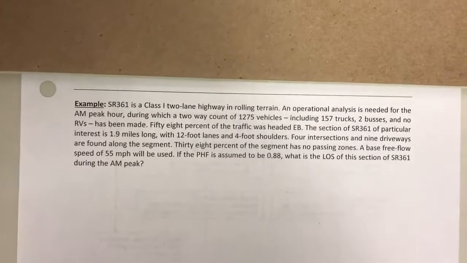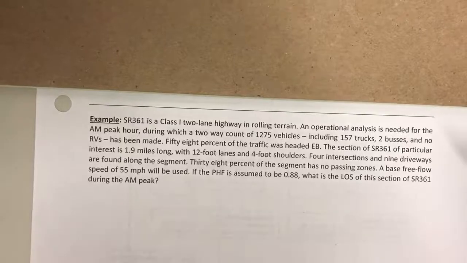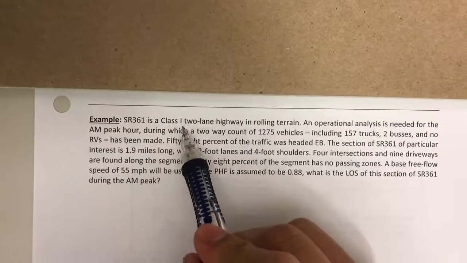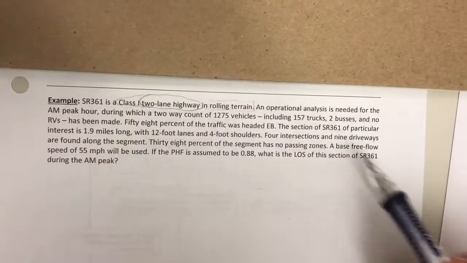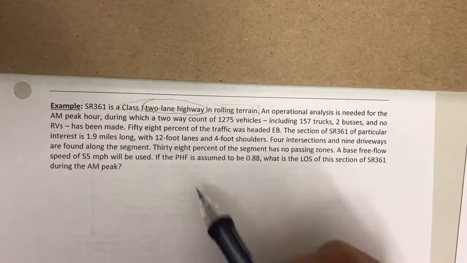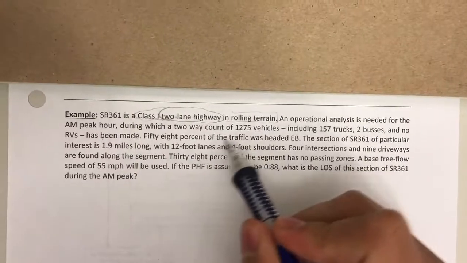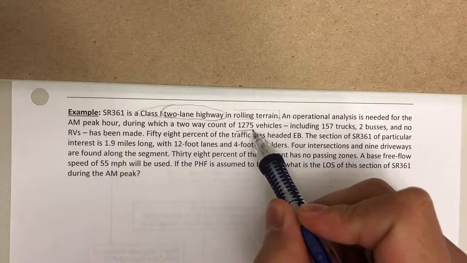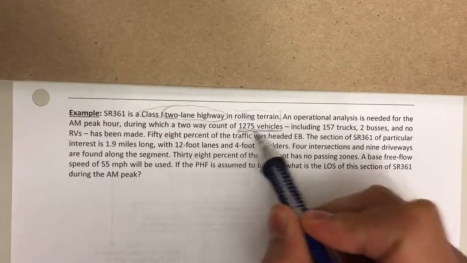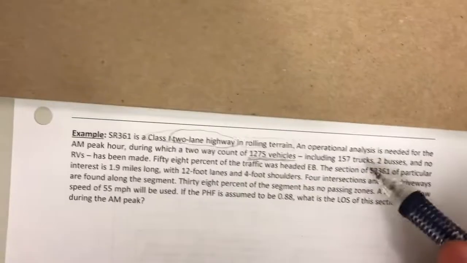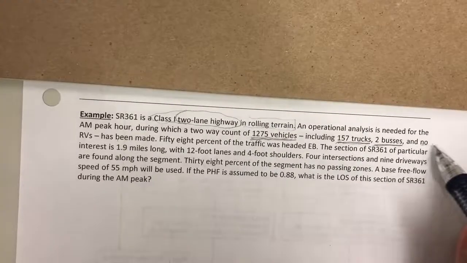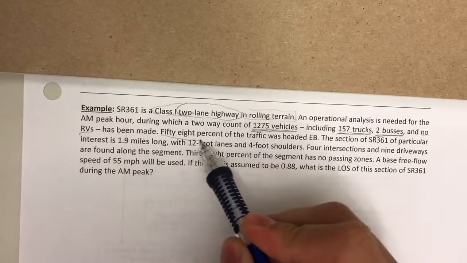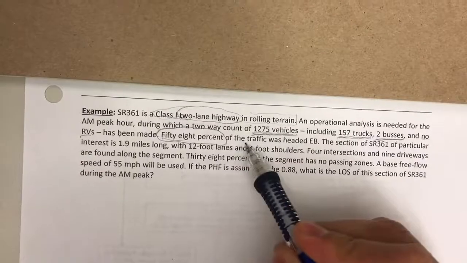So after going over the problem, we should probably talk about the given factors. Here you can see that it is a 2-lane highway, class 1, maybe we should underline that too, and a rolling terrain. This seems pretty important. And operational AM peak hour. The two-way count, which covers both sides of the highway, will be 1,275 vehicles. We always want to underline our givens just in case we want to go back to them. And there's 157 trucks, 2 buses, and no RVs. And 58% of the traffic was headed eastbound.